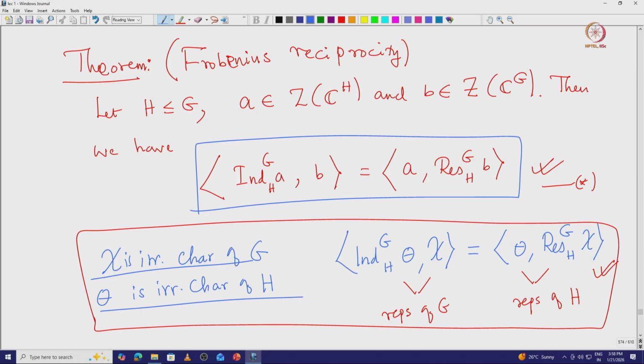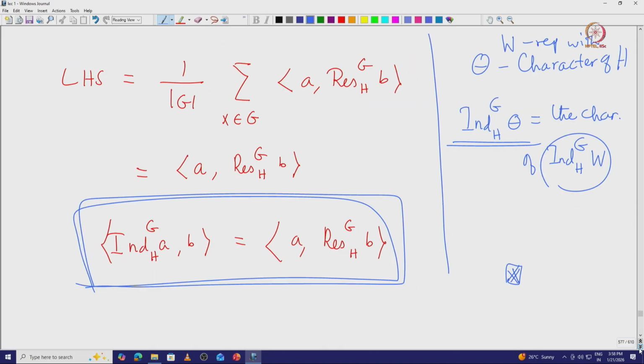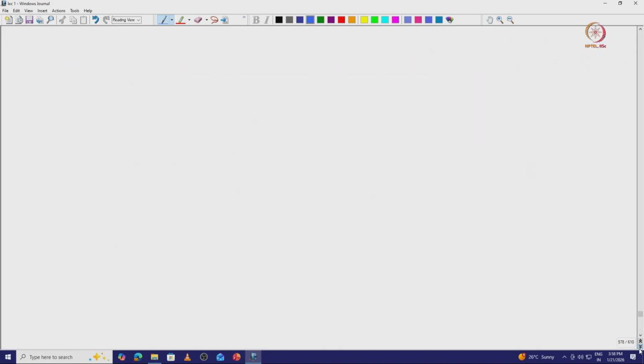We can use this Frobenius reciprocity to get a characterization of irreducibility of these inductions. It is not difficult to see that the induction of irreducible characters need not always be irreducible. So, Mackey's criterion gives a characterization of when it will be irreducible. Maybe I will do that in the next class.